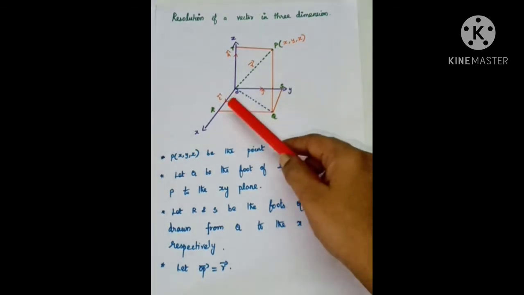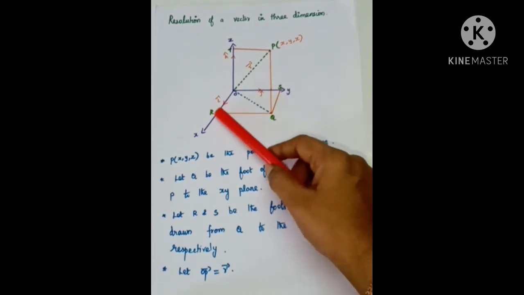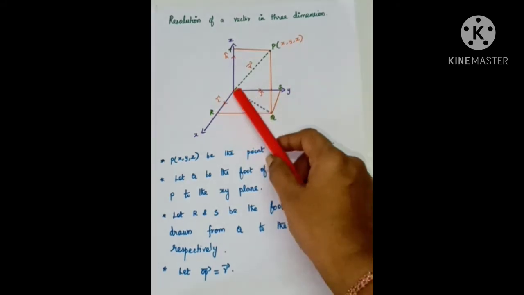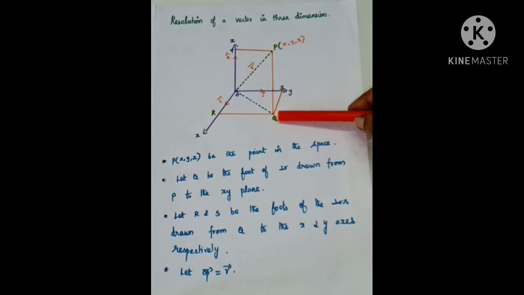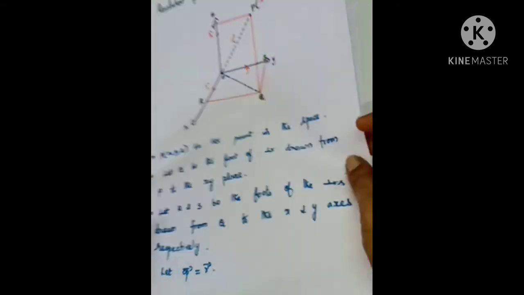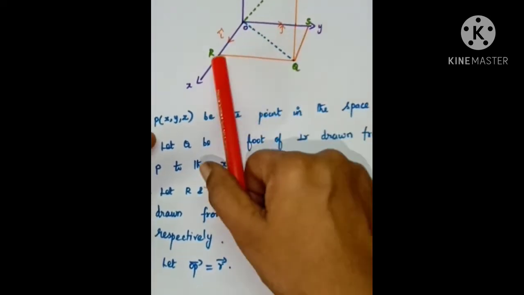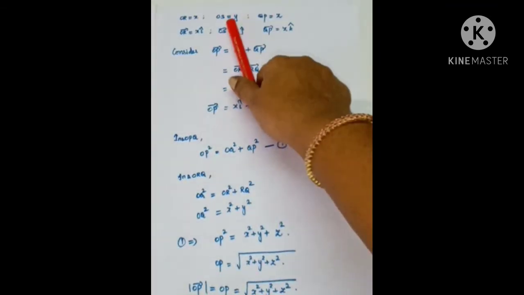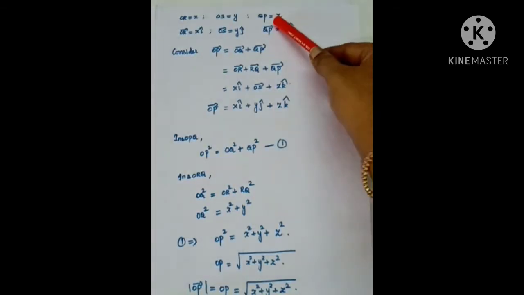If it's so, here OR is nothing but x. OR distance, I am not saying the vector, OR is nothing but x. The same way, on the y-axis, OS is nothing but y. And OT is z, or otherwise since they are parallel, QP is z. So OR is equal to x. Next one, OS, that is equal to RQ, that is equal to y. Next one, QP, so Q to P or O to T, that is equal to z.